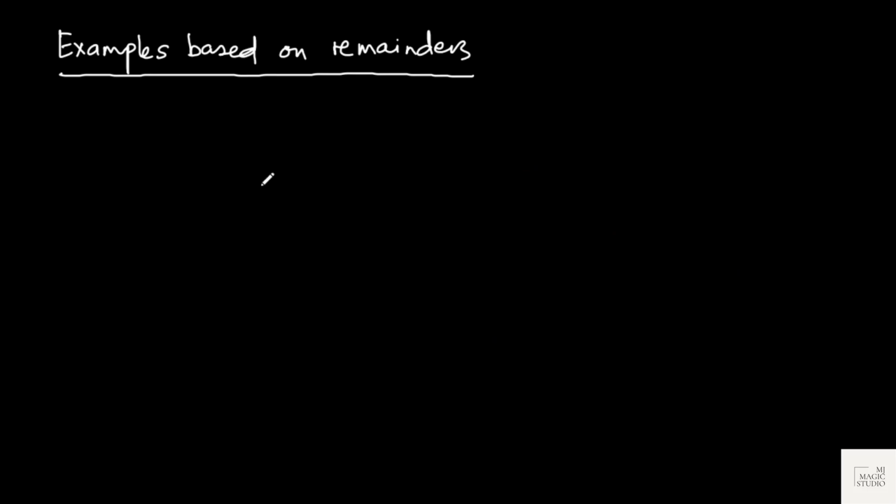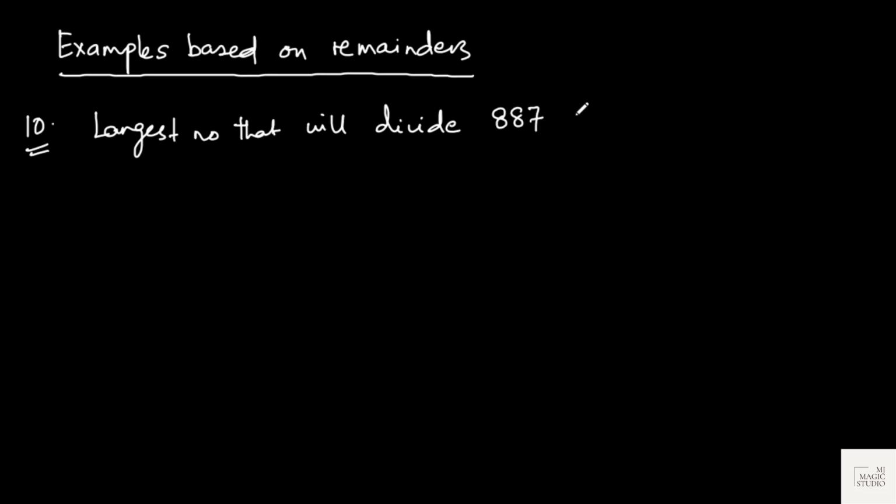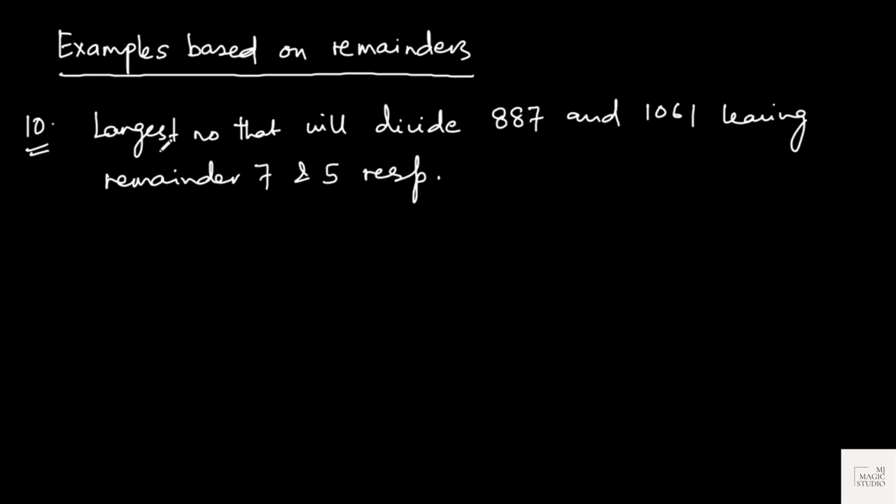Now we have another set of 4-5 questions which are based on remainders and residue. We'll see what kind of question can be asked. Like, find the largest number that will divide 887 and 1061, leaving remainders 7 and 5 respectively.